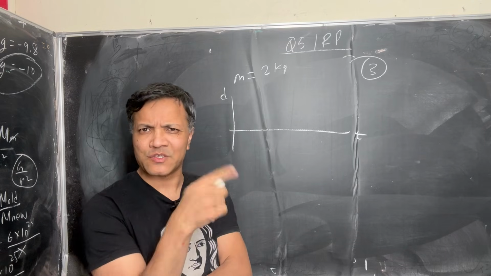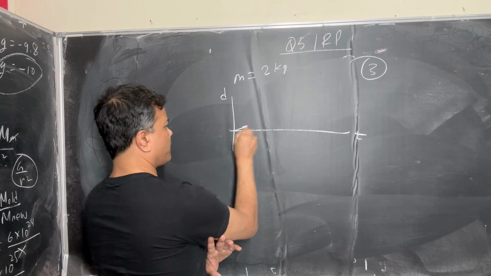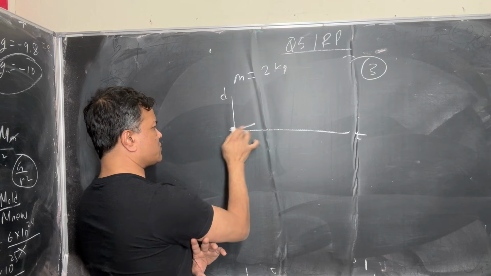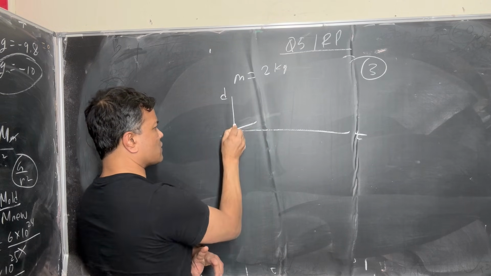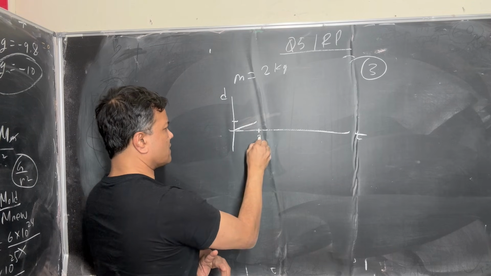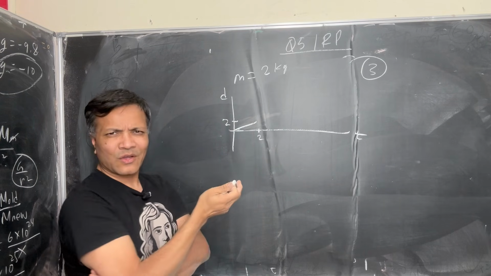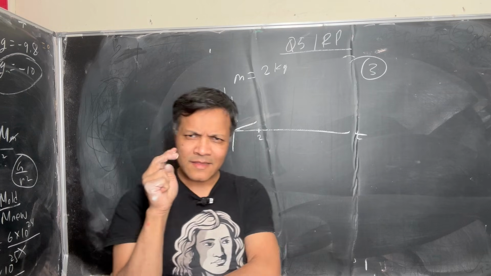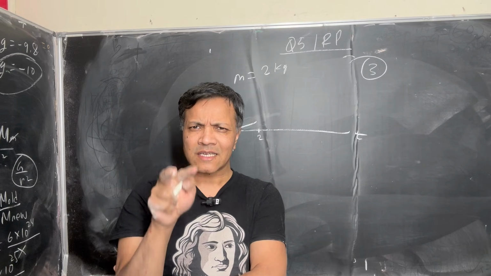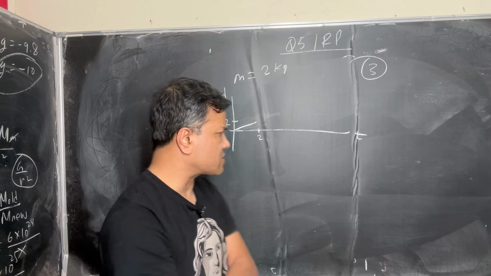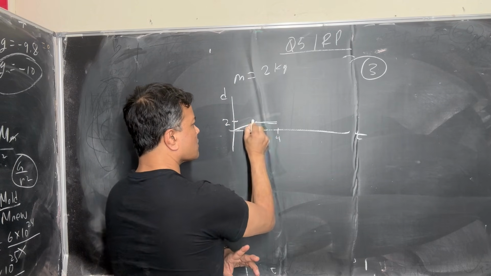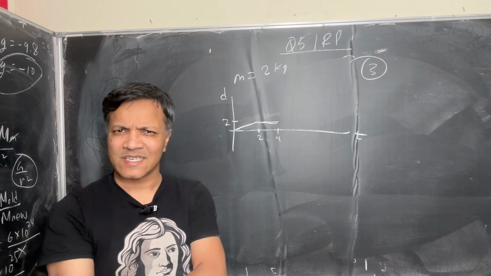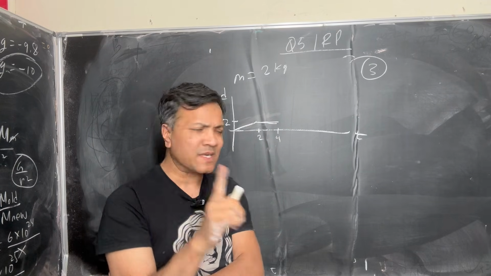First 2 seconds, it moves with constant velocity. So let's convert my story to math. First 2 seconds, it moves with constant velocity, covering the distance of 2 meters. Next 2 seconds, it doesn't move at all. It is at rest, covering nothing, covering no distance. And next 2 seconds, it is speeding up.